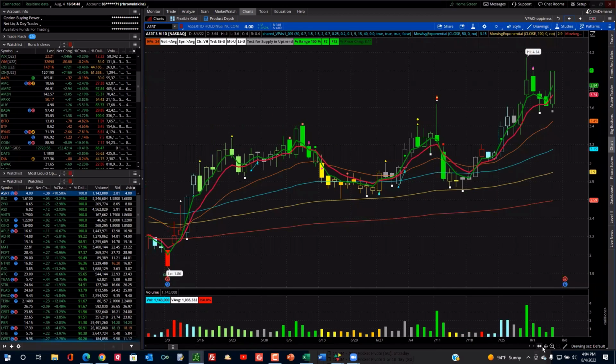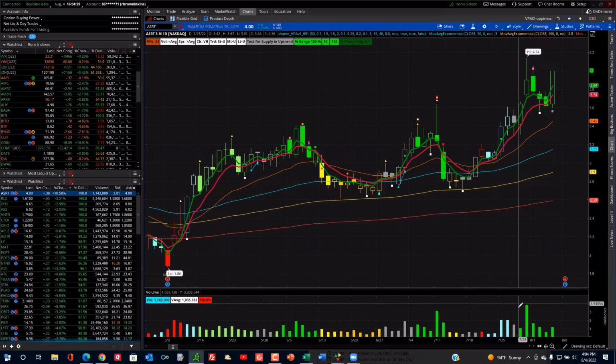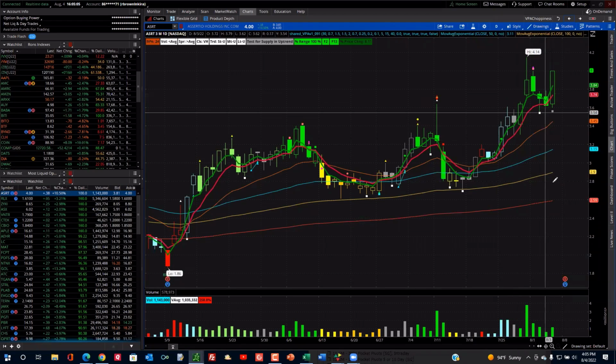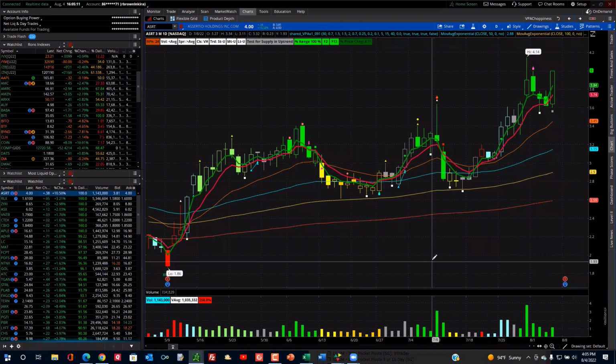Where is it as far as the context? The context is the fan is up. We also have earnings here. This is why I bring them in to Thinkorswim, because I can see immediately if I've got earnings coming up. So this is a nice setup, but I really would have to be wary of a stock whose earnings are coming out in a couple of days.